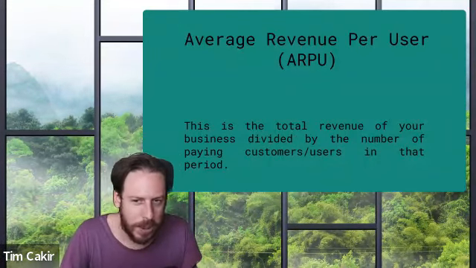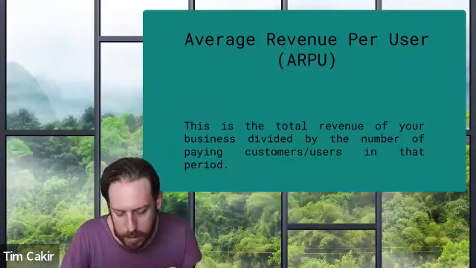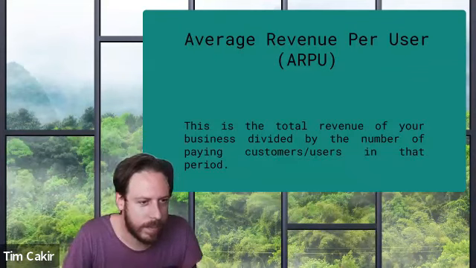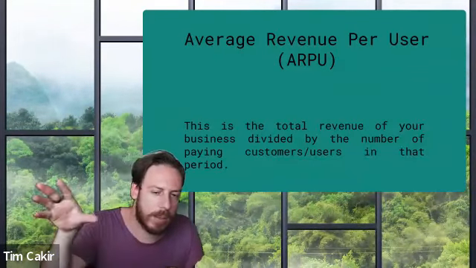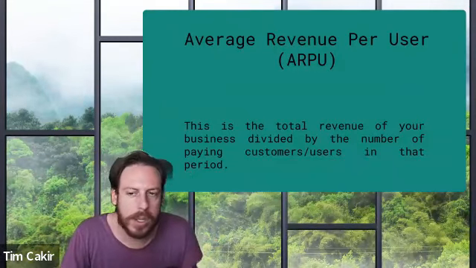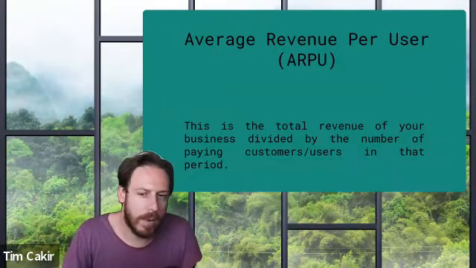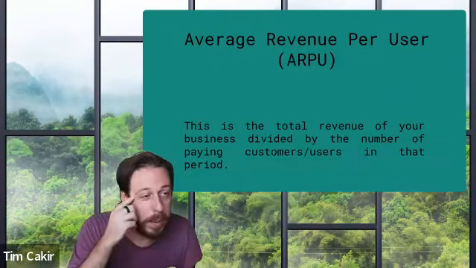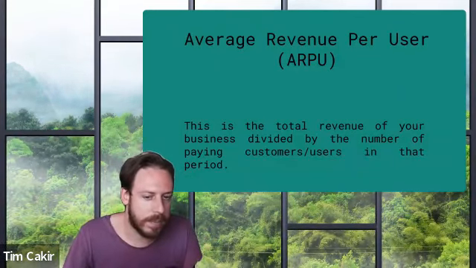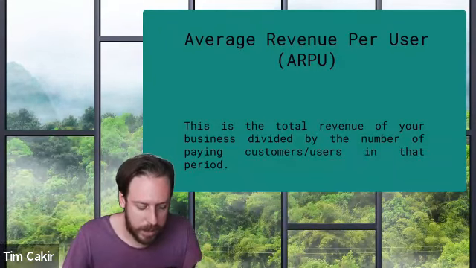And if you're more on the B2B side, on companies and accounts, you're going to call this ARPA, average revenue per account. Because then the account is more important than just the user, because an account can have 10 users, right? This is the total revenue of your business divided by the number of paying customers or users in that period. Simple. Again, numbers that you should be tracking from the get-go, especially for product growth.